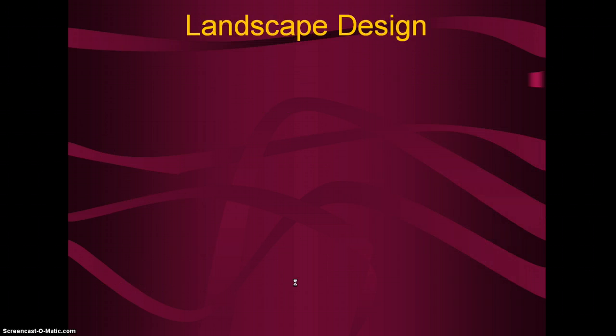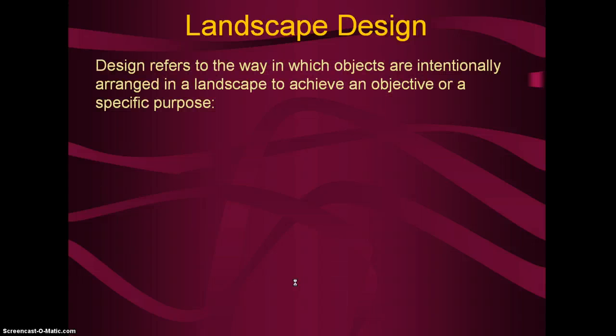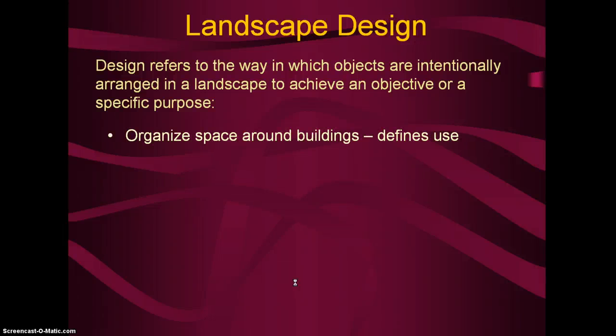Now I want to move to the whole area of landscape design. We know that design really can refer to lots of things, whether it be clothes, houses, but also it refers to landscapes. And really all we're talking about is the way in which objects are placed in a particular area, and in this case a landscape. In this case it's usually plants, but it can be other things, to achieve a certain objective or a certain purpose that you want to accomplish.